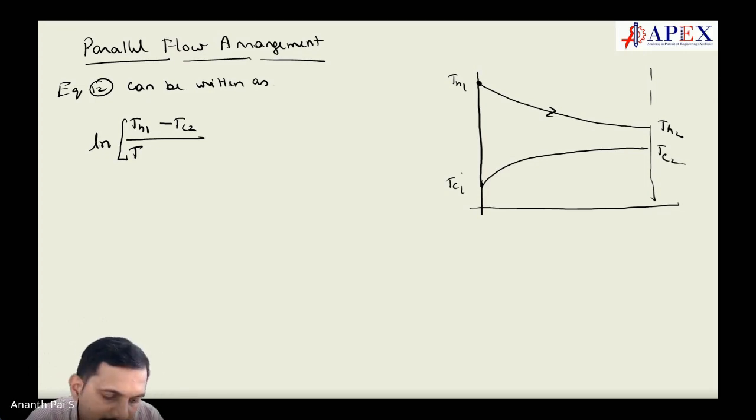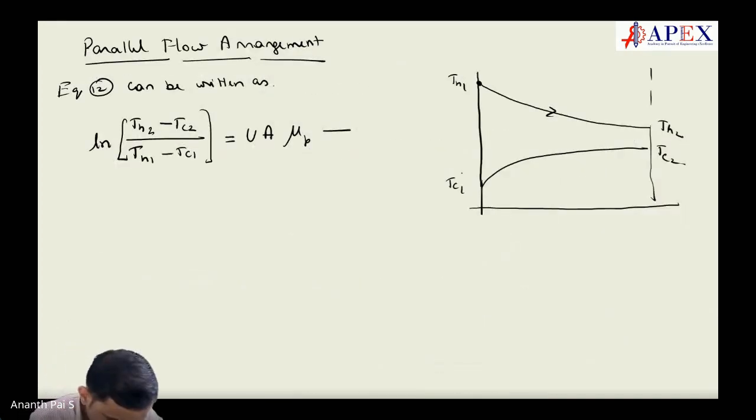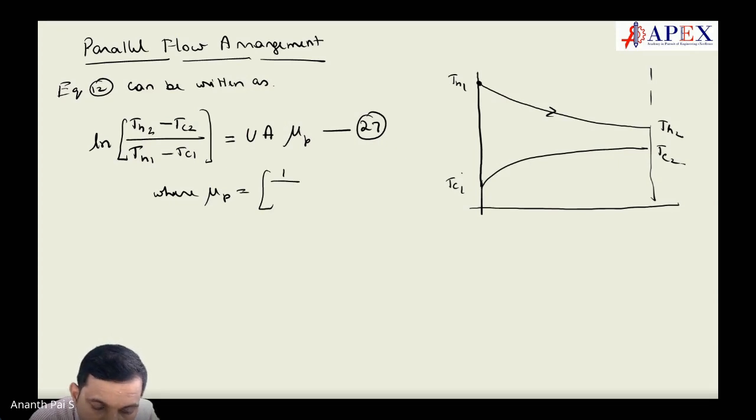Th2 minus Tc2 and Th1 minus Tc1 can be written as UA into, I will write mu P. Let this be equation number 27, where mu P is equal to 1 by m dot C Cc minus 1 by m dot H Ch, right?